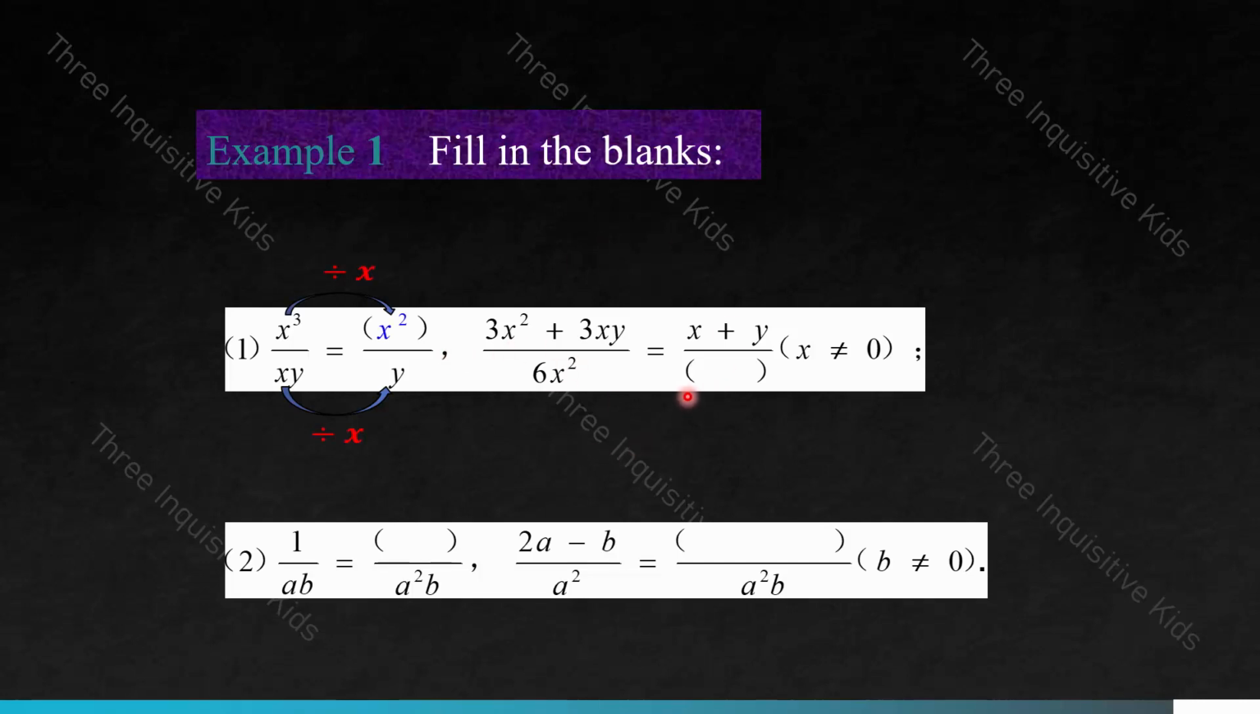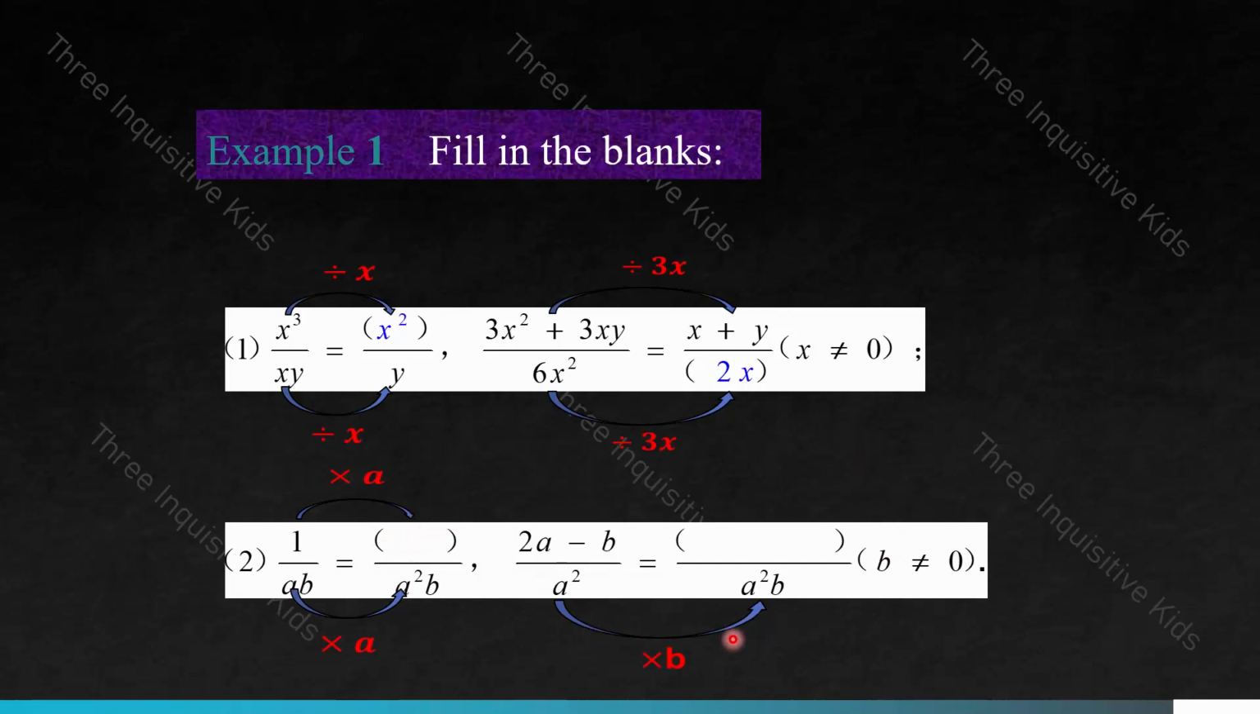Now for this one, how did we get from this first numerator to the second numerator? Well, we divided by 3x. So doing the same to the bottom, we'll have 2x. And we have to emphasize that x is not equal to 0. Now for the second one, how did we get from the first denominator to the second denominator? Well, after we multiply both the top and bottom by a, we'll get a.